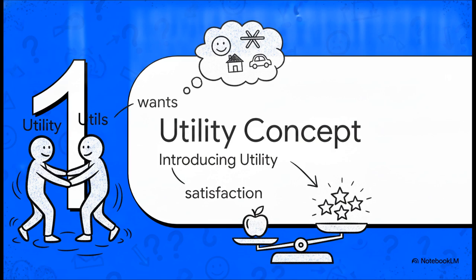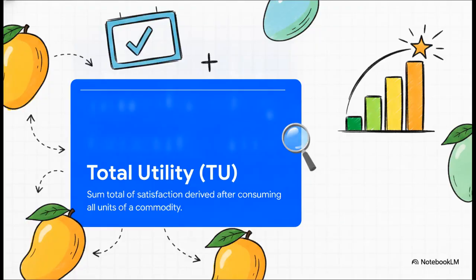Before we hit the numbers, we just need to get our vocabulary straight. So, our first player here is total utility, or TU. You can just think of this as your cumulative score. It's the sum total of all the satisfaction you've derived from consuming all the units of something over a given time. If you eat 3 mangoes, your total utility is simply the combined happiness you got from mango 1 plus mango 2 plus mango 3.